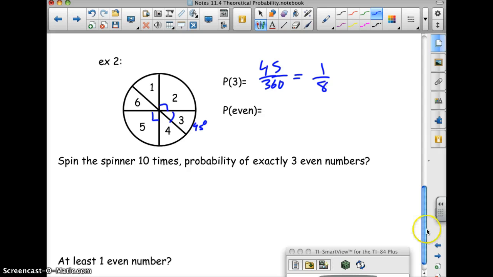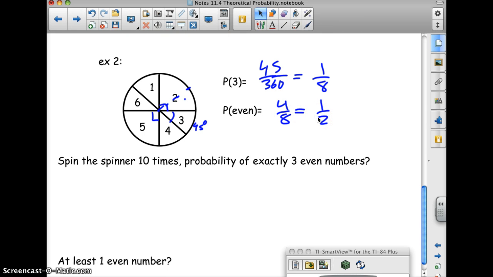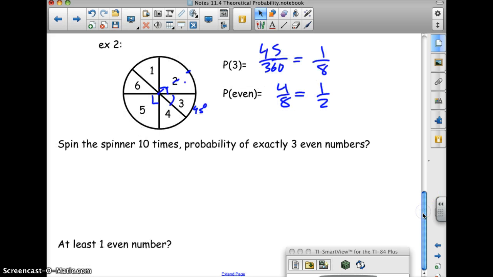Probability I get an even number? Okay, well, look, right? That's even: 1, 2, 3, 4. 4/8, which is a half. Okay, so from there, we're going to use this now.